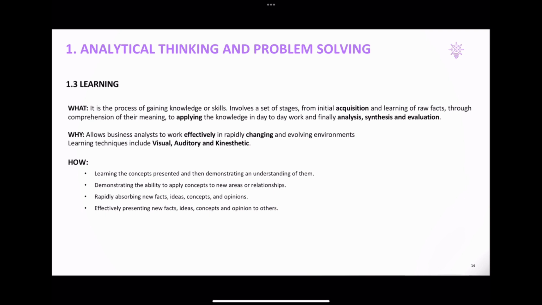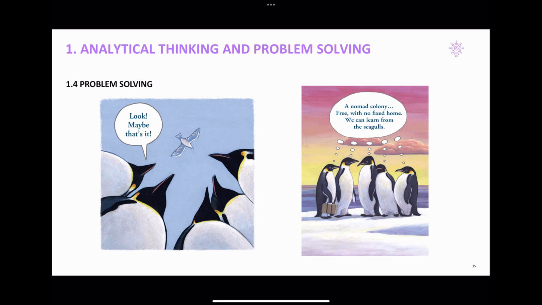Problem solving. Well, the iceberg was melting, sure, but what needs to be done about it? They did not want to die living there on that particular iceberg. So, while they were discussing, they saw a seagull flying. And one penguin thought, maybe nomadic life is a way. Maybe we don't need to have a fixed home. Maybe we could have a free home and be like the seagulls and learn from them.